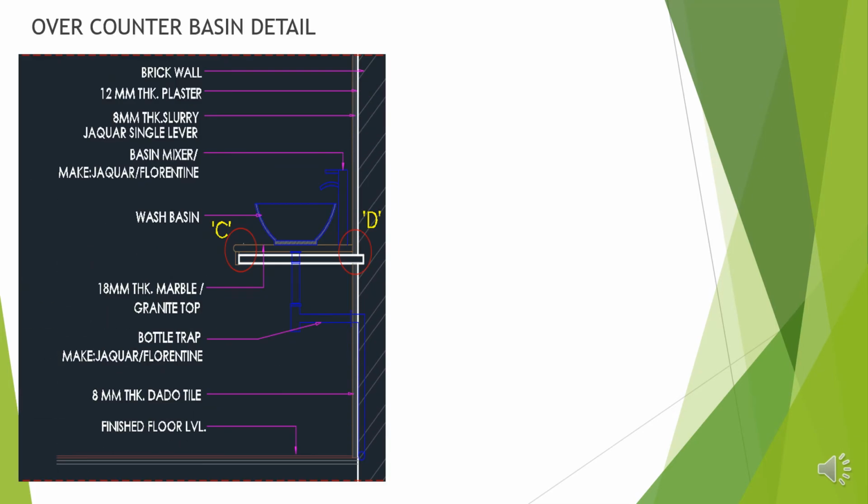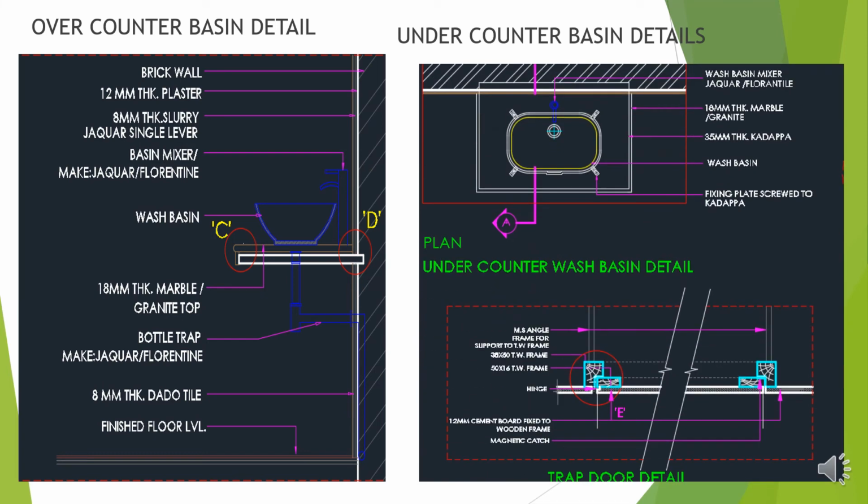Now comes the basin details. There are two basin details. One is the over counter basin detail, another is the under counter basin detail. Over counter basin means the basin sits on top of the counter, whereas under counter basin means the basin is flush with the platform. In this drawing, you will get all the details like what the CP fittings will be, what the wash basin sizes are, what the platforms consist of, how the bottle trap has to be fixed, and all these details will be provided in this drawing.